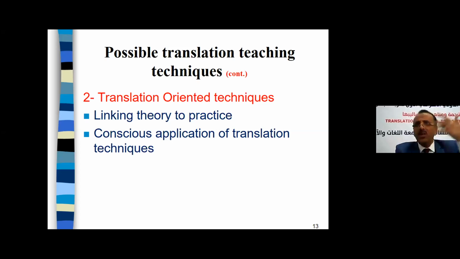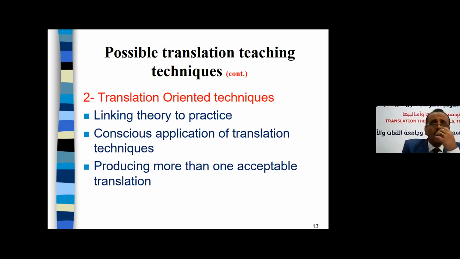So this conscious application of translation techniques helps the learners, the translation students, to be aware of what they are really doing, what translation really is. Also, the third technique is producing more than one acceptable translation, again to give the translators a feeling and confidence that we can have 2, 3, 4, 5 acceptable translations. There is not only one translation which is a holy translation. No, that's wrong. This kind of encouragement also helps them to understand more and become more able to translate.